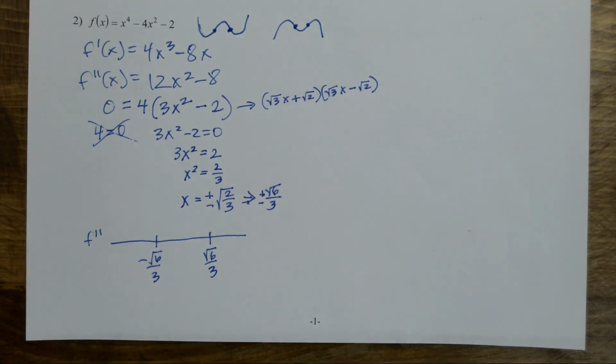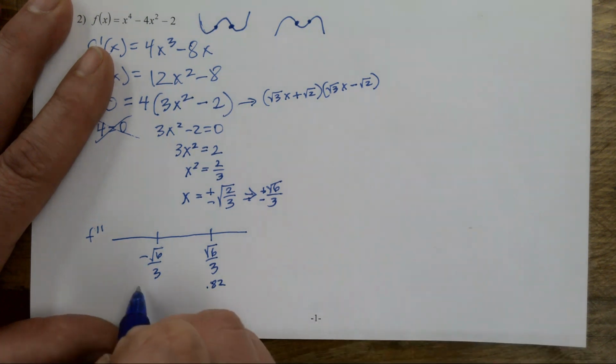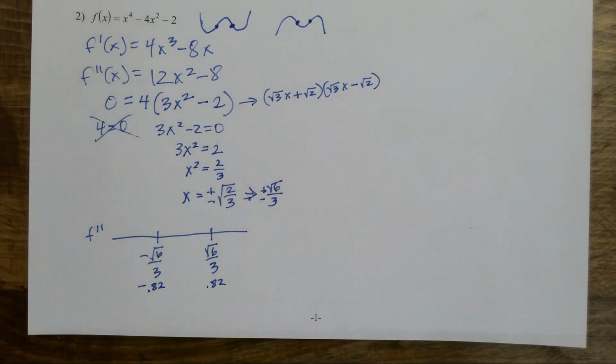So can somebody help me out? Give me an about-sies on the square root of 6 divided by 3. Bless you. 0.82-ish. Anybody want to agree with that? You agree? Great. So that gives me just an idea of what values I should be plugging into my second derivative.